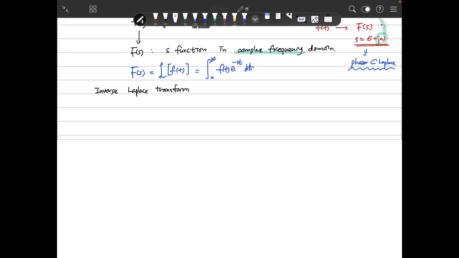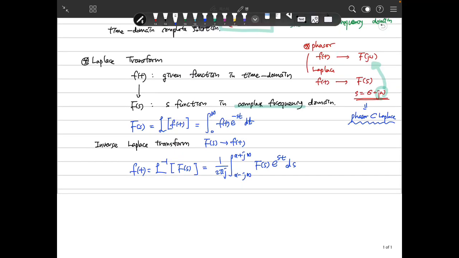That is, we get the F(s) to f(t) here. So f(t) is represented as the inverse Laplace, and can be calculated as 1/(2πj) times the integral from α − j∞ to α + j∞ of F(s)e^(st) ds. This is the definition of the inverse Laplace transform.